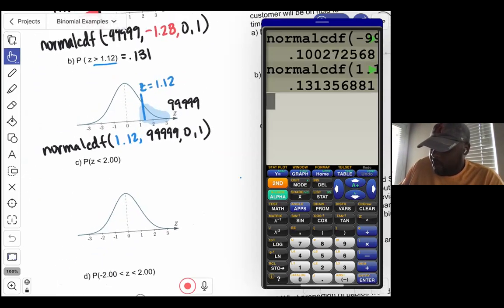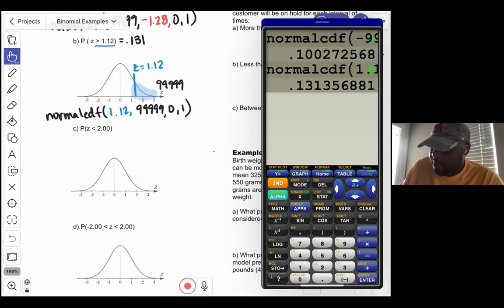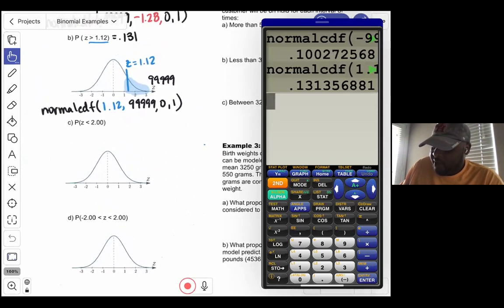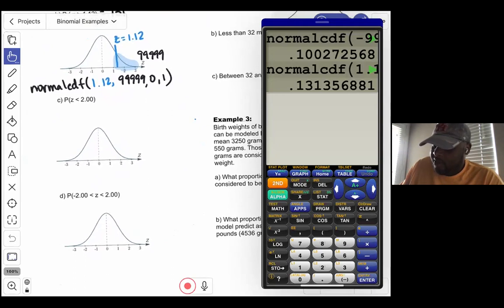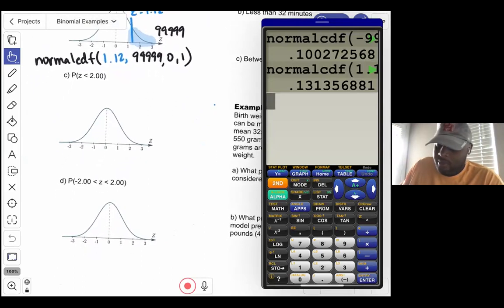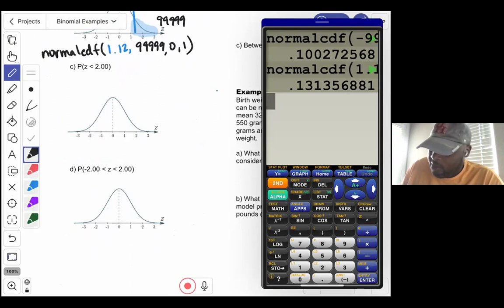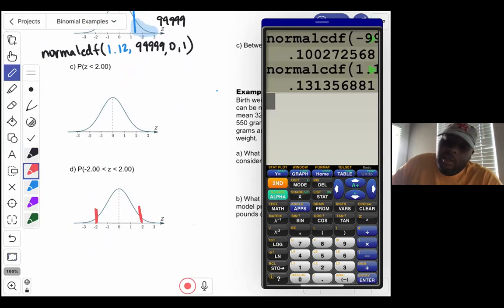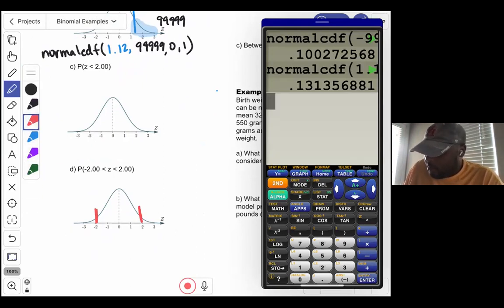So I'll leave C for y'all to do, and I'll go down to D. D says find the probability that the Z value is in between -2 and +2. What this is really saying, by the way, is what's the probability, the amount of area, between -2 and +2? Well, we already know from the empirical rule that within two standard deviations of this curve should lie 95% of the values. So our answer should be very close to 95% here.